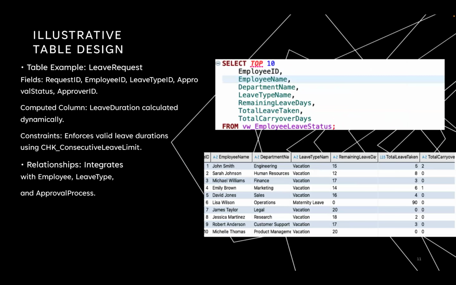We can also put out a form like this. It gives us a clear view of the leave summary for employees, which aggregates statistics like the remaining leave days and carryover days for management. That's all for part 2.